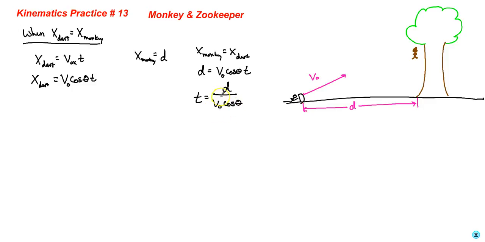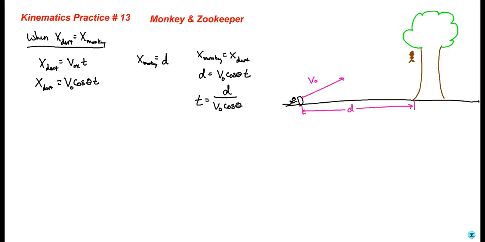Okay, so now essentially we have figured out when the x's are going to be equal to each other. Looking at this, we now know that when the position of the dart is equal to the position of the monkey, this is what the time is going to be. If we knew the distance that it had to travel in the x direction, the initial speed and the angle, we could find out what that time would be when the dart and the monkey are in the same spot in X. So now we need to look at when the Y of the dart is equal to the Y of the monkey.